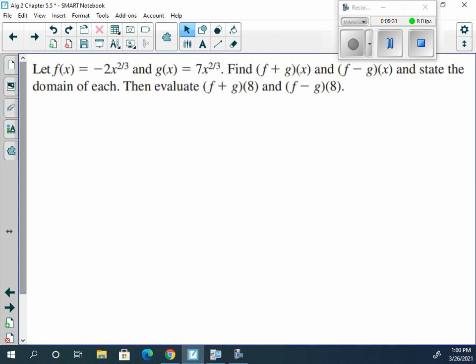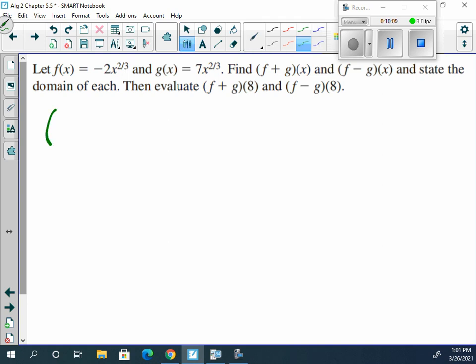So it's not going to be like the first ones where it was just addition, or just one of the operations. They're going to give you f of x and g of x, tell you to find f plus g of x, find f minus g of x, and then evaluate for a number. So you're going to have 6 answers total for each homework problem. You're going to have f plus g of x and its domain, f minus g of x and its domain. Evaluate into both. Does that make sense? So for each one, you'll have each of the three parts.